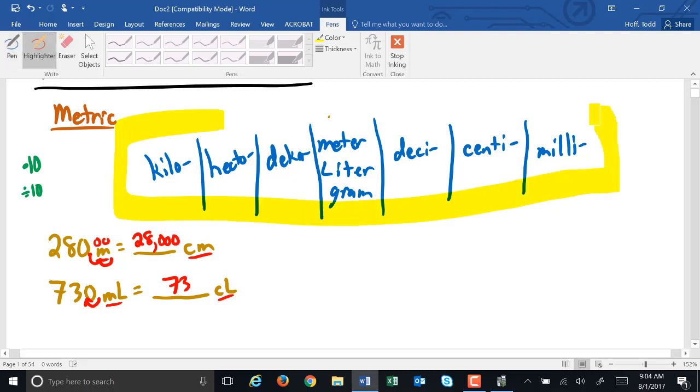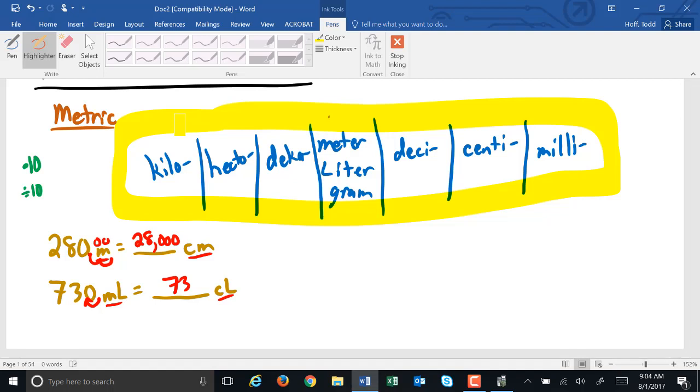If you do not have this little chart here written down somewhere in your notes, here is your last chance to get it written down, because that is the key to doing metric conversions, is having that chart.